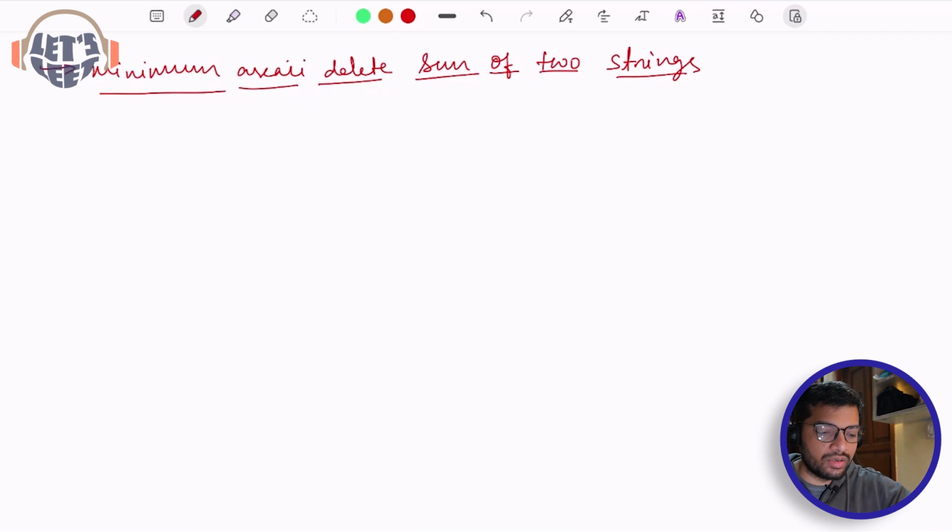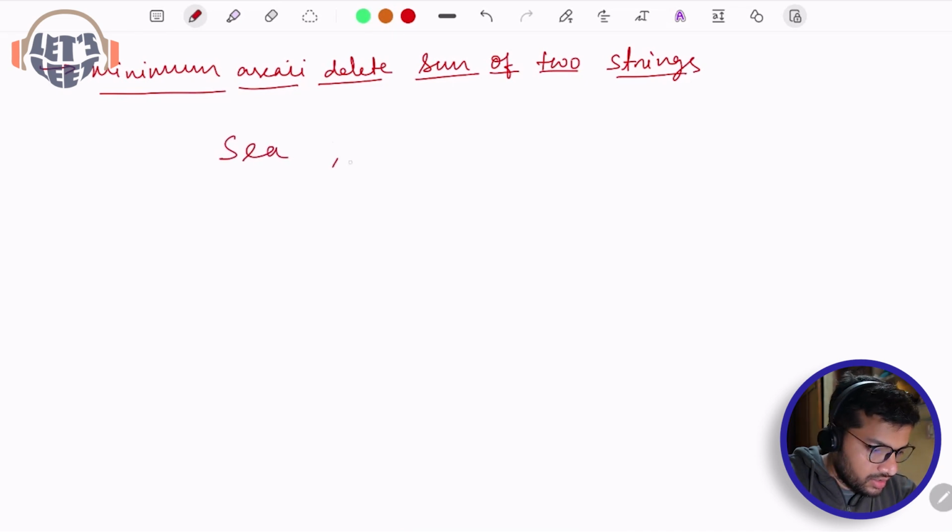Today we'll be talking about another classical problem, which is the minimum ASCII sum of two strings when we delete characters to make them equal. So this is what the problem states. Let's say I have two different strings. One is, for example, "sea" and the other is, for example, "eat".